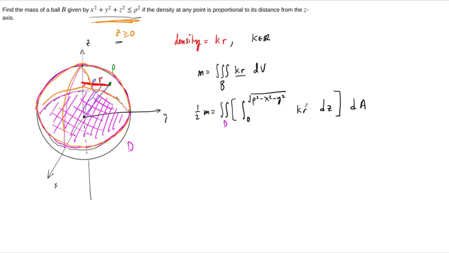Okay, the inner integral does not depend on z, so this is just very straightforward. We end up with 1/2 mass is equal to the double integral over the plane region D, that's a disk by the way, of k times r times this function. So k times r times the square root of rho squared minus x squared minus y squared dA. So that's just computing this integral with respect to z.